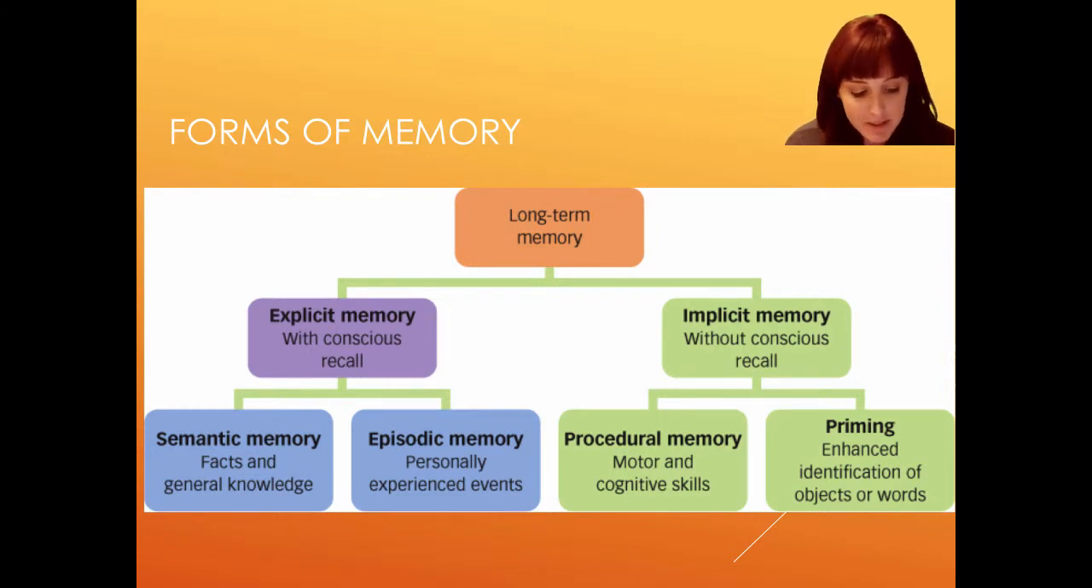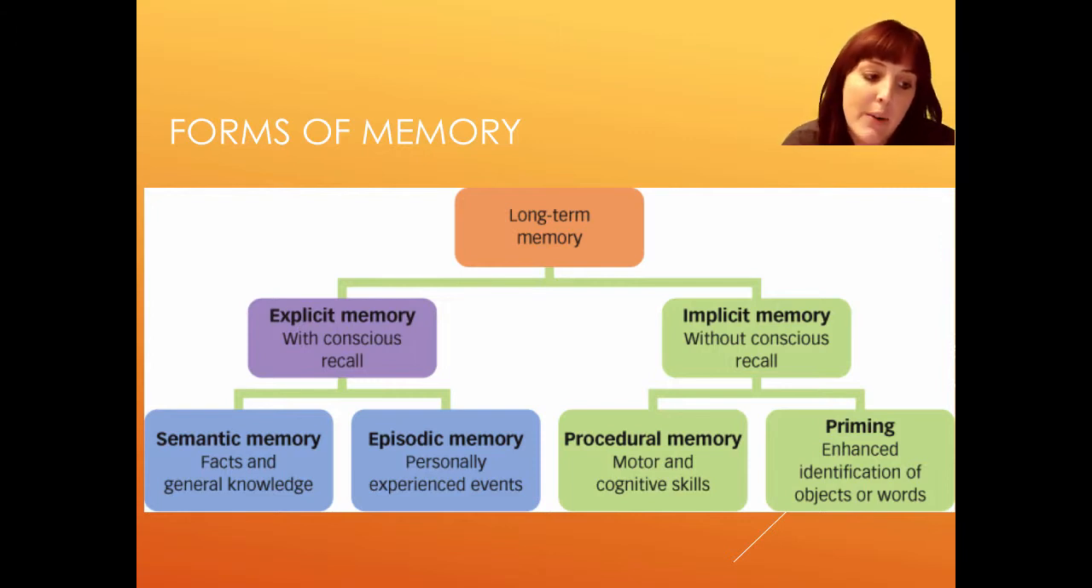And explicit memory is really memory that occurs consciously. It's something that you have to consciously bring about and retrieve from your past experiences. So, for example, if I asked you what you did for spring break last year, or what happened on Game of Thrones last night, you would have to consciously think back to it, and you may even physically use the phrase, "I remember." And this is conscious recall of your explicit memory.